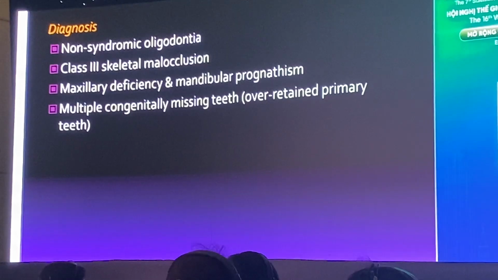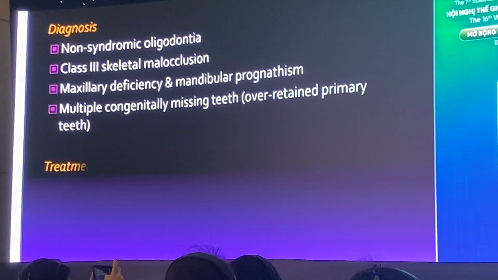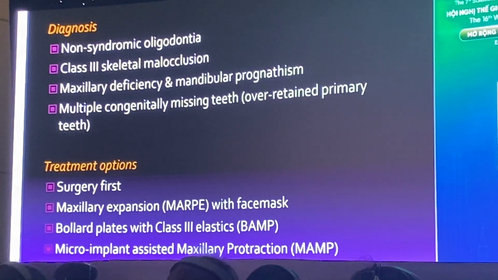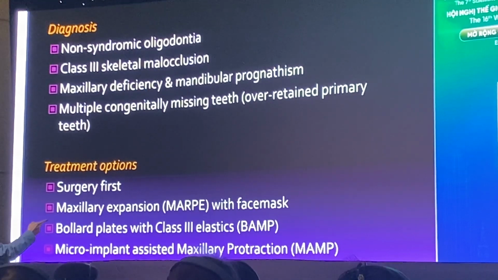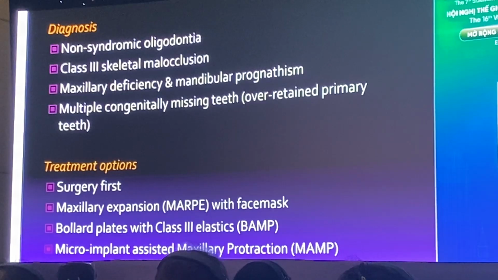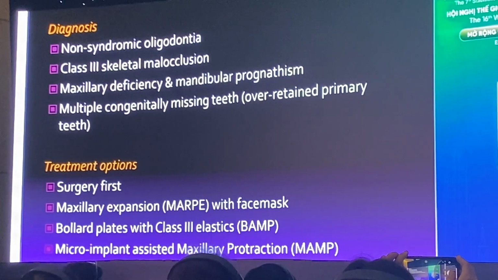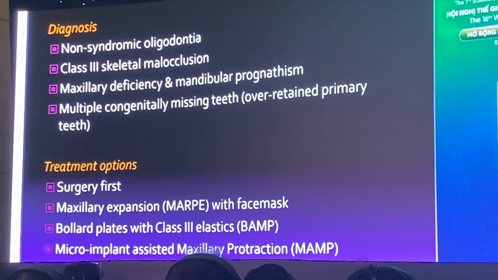Okay, so here's the diagnosis: oligodontia, all right? And class 3 skeletal problem, maxillary deficiency, congenital missing teeth. So here are some options. By the way, this is not strategy. This is our option, all right? Surgery first, right? Because it's class 3. The second thing is maxillary expansion with MAPI with face mask, but the patient declined the face mask. So that's no good. All right? And the bone plates with class 3 elastics, we call it the BAM.